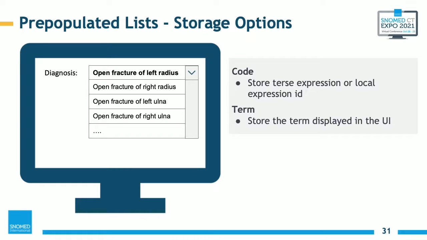Once again, the display term should be recorded in the health record, but this time the code that is recorded should either be the terse form of the full expression, which is the expression with the terms and spaces removed, or if the size of your codes isn't long enough to allow an expression, then you may choose to store a local expression identifier in your health records.